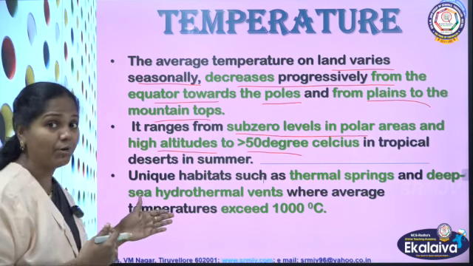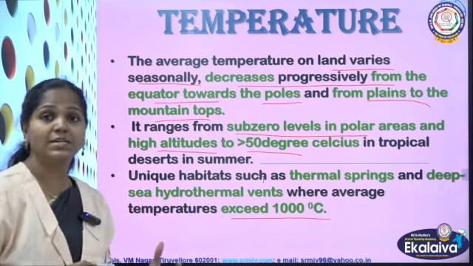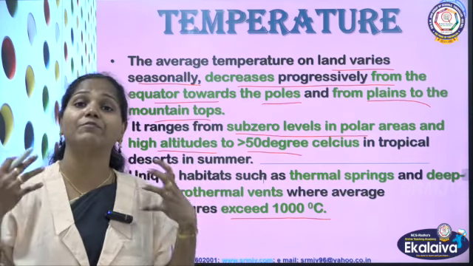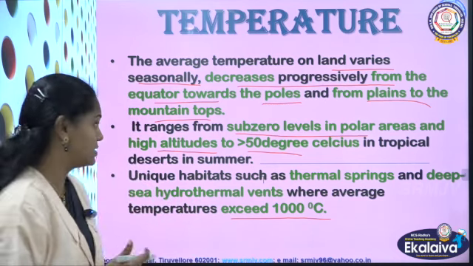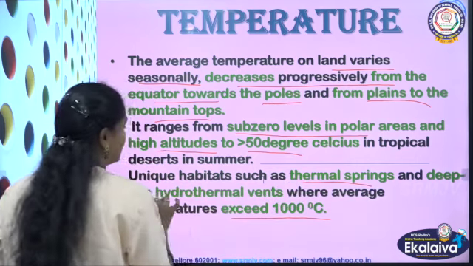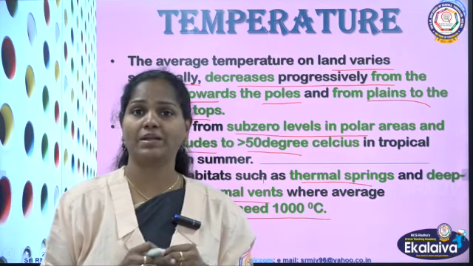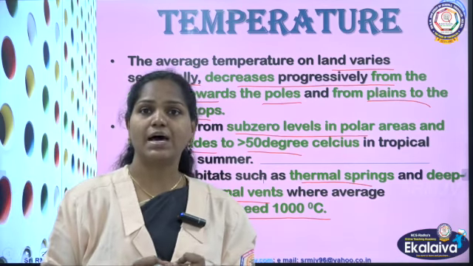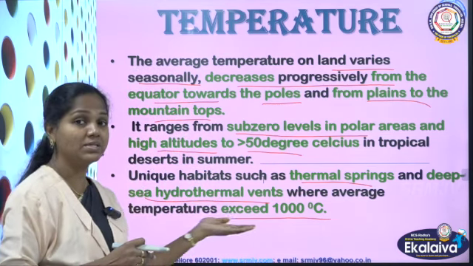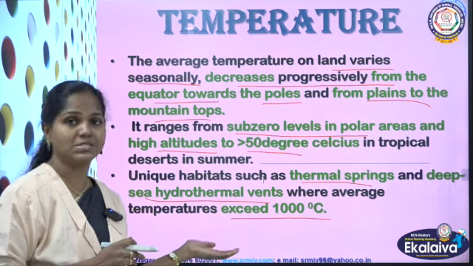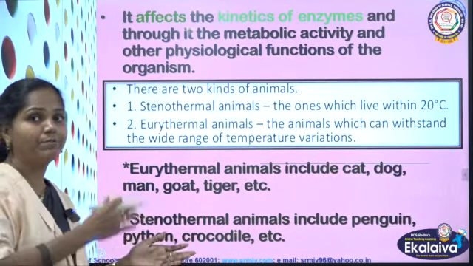We also have some unique places where the temperature exceeds even 1000 degrees Celsius. There, very unusual forms of life are present which can adapt to that higher temperature, for example in thermal springs and deep hydrothermal vents. We have learnt about a group of bacteria called archaebacteria. Those archaebacteria have the ability to tolerate these higher temperatures, so in these zones these bacteria will be present. This is how the temperature varies on our earth from place to place.